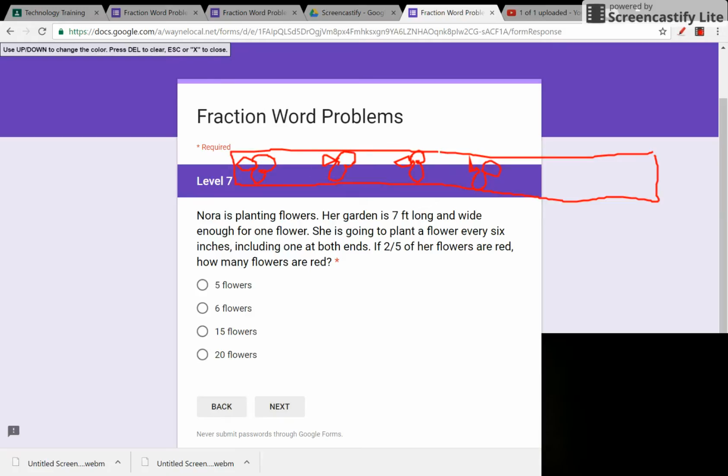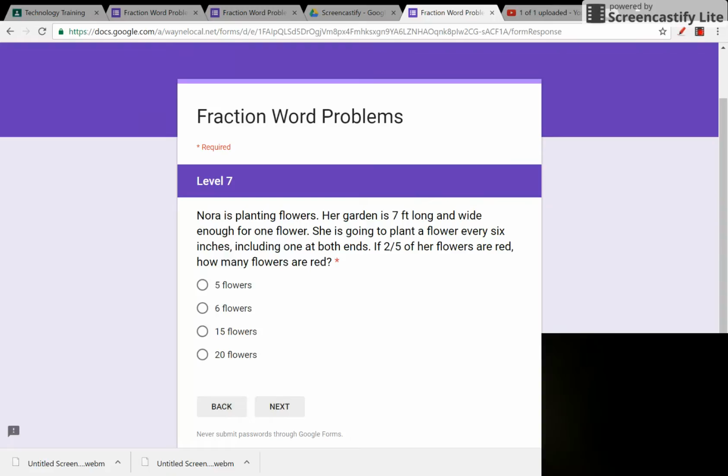Well, if we know this distance is 7 feet long, and we know in between them there's 6 inches, then we could use division to figure out how many flowers there would be. The problem is these are not in the same form. We've got feet and we have inches. So the first thing I would do is change this feet to inches. So 7 times how many inches are in a foot? 12. So 7 times 12.